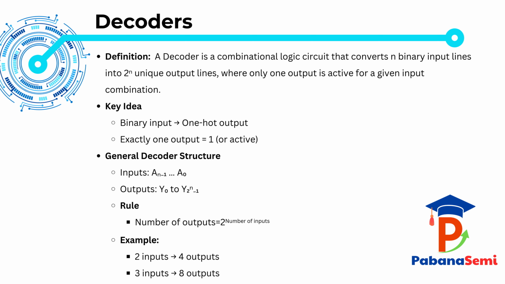So decoders are mainly used whenever we want to select exactly one line based on a binary input, like in memory selection, address decoding, or control signal generation.